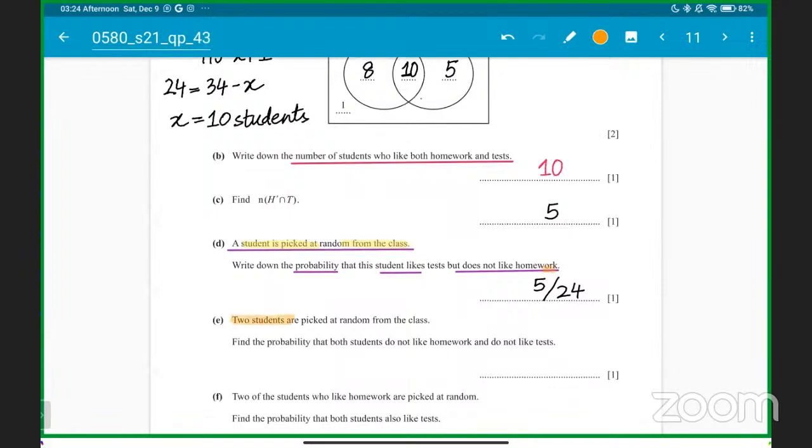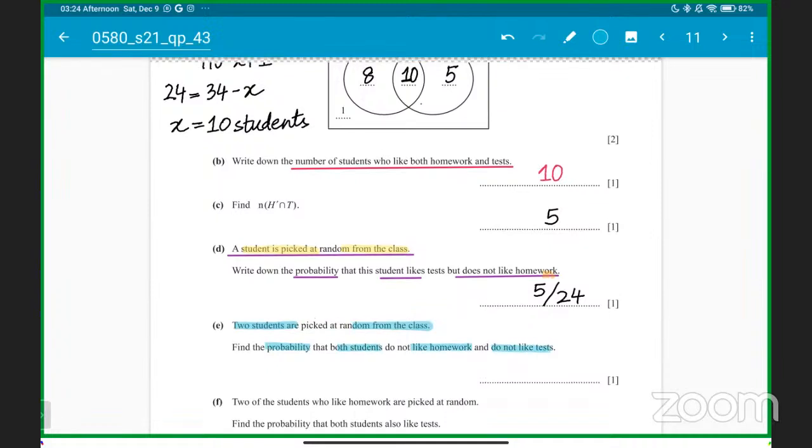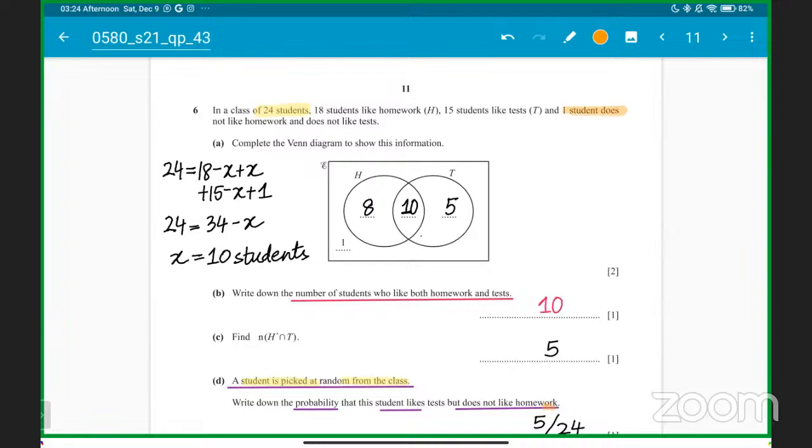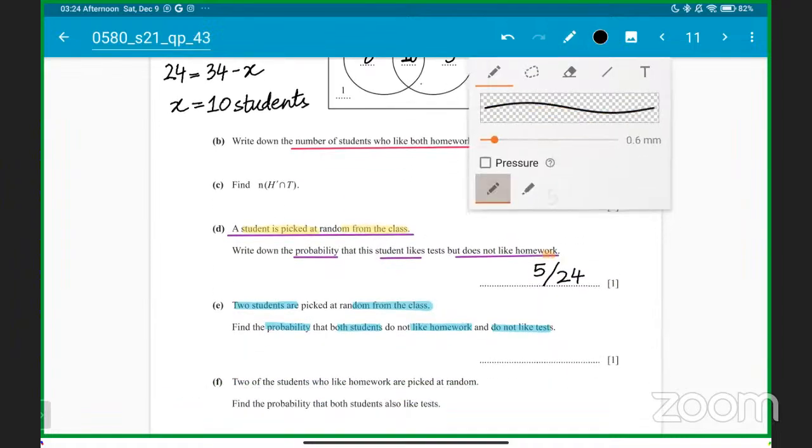Now 2 students are picked at random from the class. Find the probability that both students do not like homework and do not like test. It's a 1 mark question and it's a logical question. We need to understand, students, you need to be sharp and active in the class or in the exam paper. There is only 1 student who does not like homework and does not like test. So this question is not able to be solved.